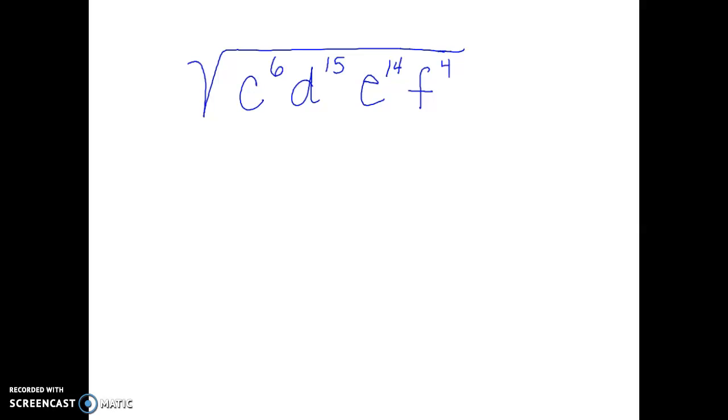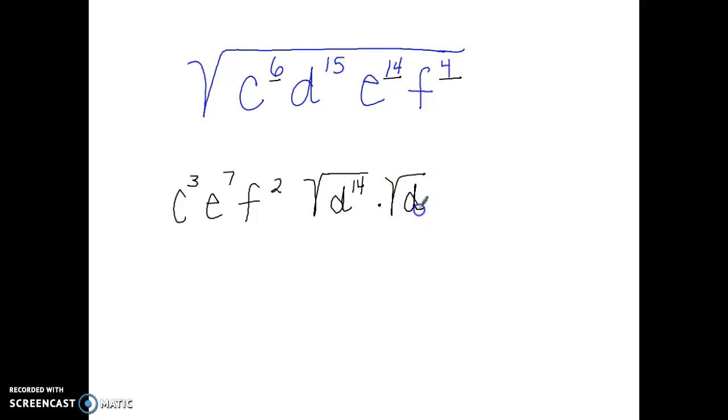Next example. I have 3 even numbers, so I'm just going to emphasize what those are. So I can do the square roots of those ones. I'm just going to divide each of those exponents by 2. And now I'm going to take a look at d to the 15th. That's not an even number, but I could factor that as square root of d to the 14th times square root of d. Then I can divide that 14 in half to be d to the 7th. So now I'm going to write my answer in alphabetical order. And the square root of d doesn't simplify, so that's going to remain within my answer.